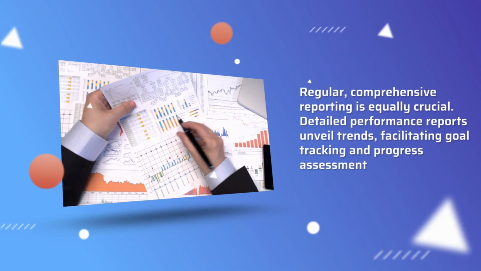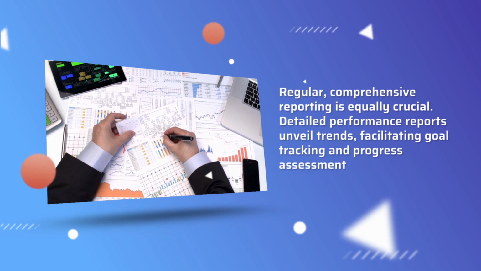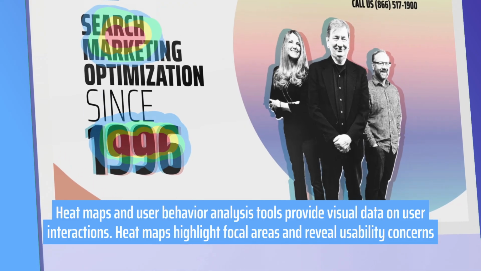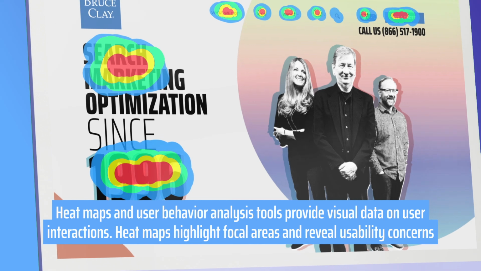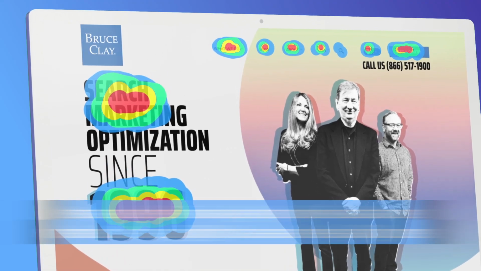traffic. Regular, comprehensive reporting is equally crucial. Detailed performance reports unveil trends, facilitating goal tracking and progress assessment. There's also heat maps and user behavior analysis tools that can provide visual data on user interactions. Heat maps highlight focal areas and reveal usability concerns.